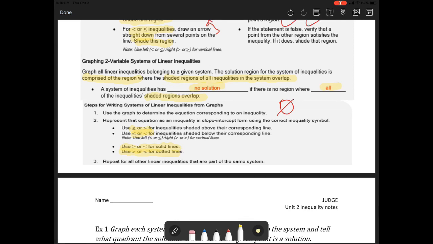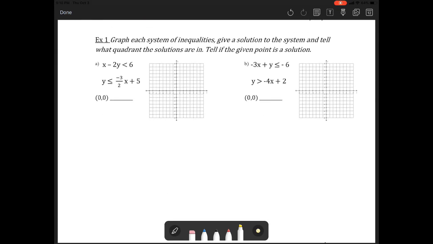And again, we're going to talk about those as we actually go through it, and you'll repeat for all of the different linear lines. So now we're actually going to graph each system of inequalities and then give a solution to the system and tell what quadrant it is.